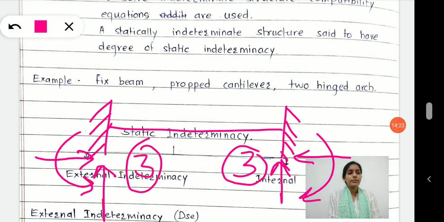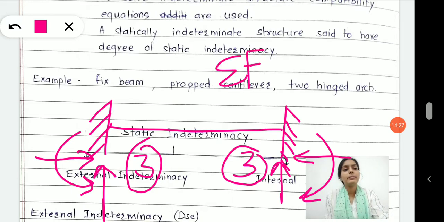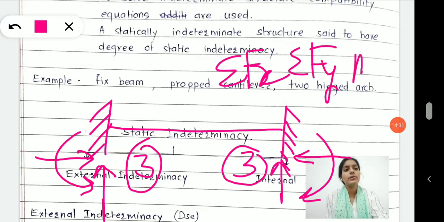And how many equilibrium equations do you have? You have only 3 equilibrium equations: summation Fx, summation Fy and summation of moment. So these 3 equilibrium equations are not sufficient to solve my beam, right? And that is why the fixed beam is considered statically indeterminate, right?